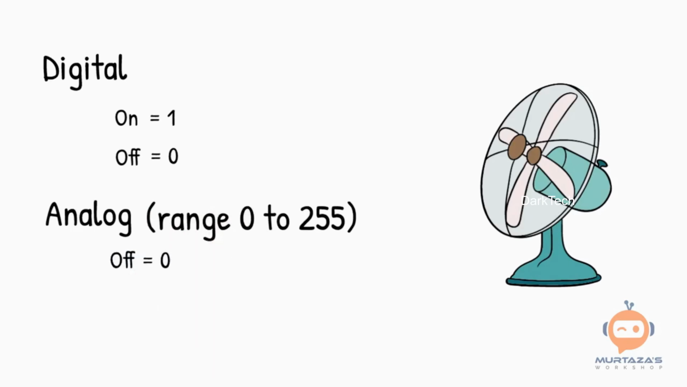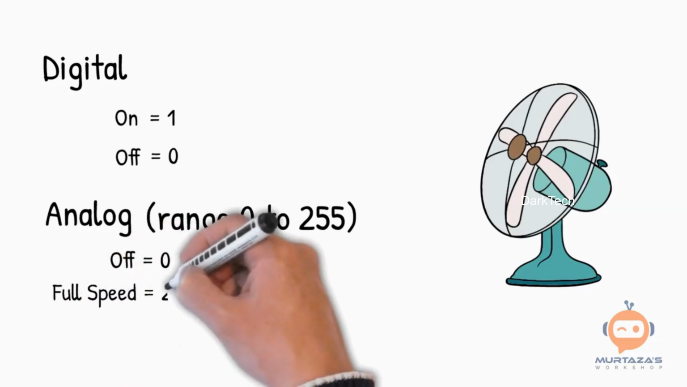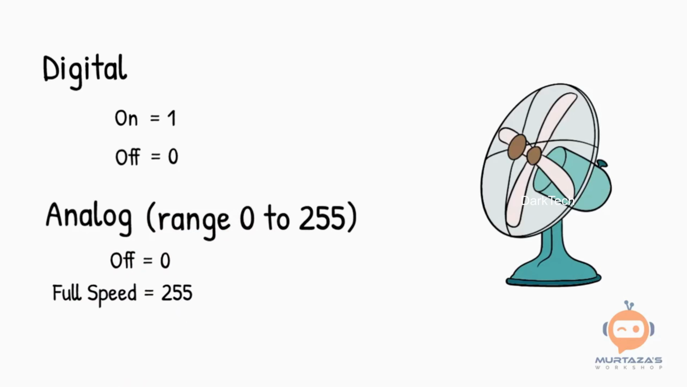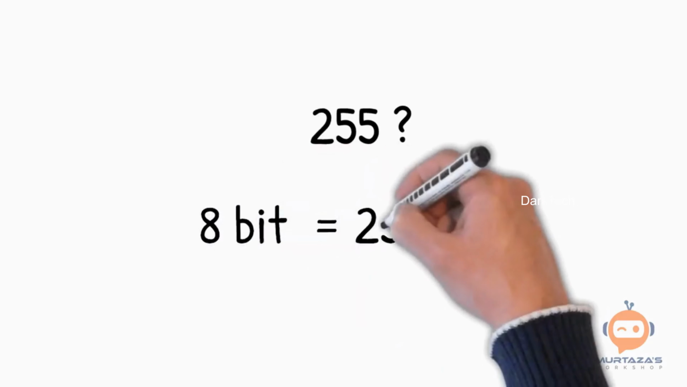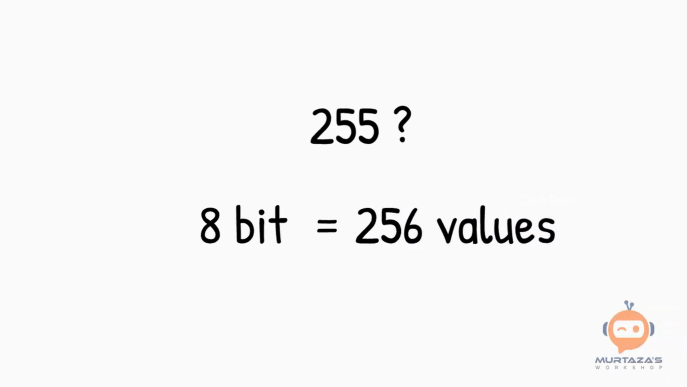0 would mean off, 255 would mean full speed, whereas 127 would mean half the speed. But where did this 255 value come from? Well, this is an 8-bit value, which means we have 256 values.